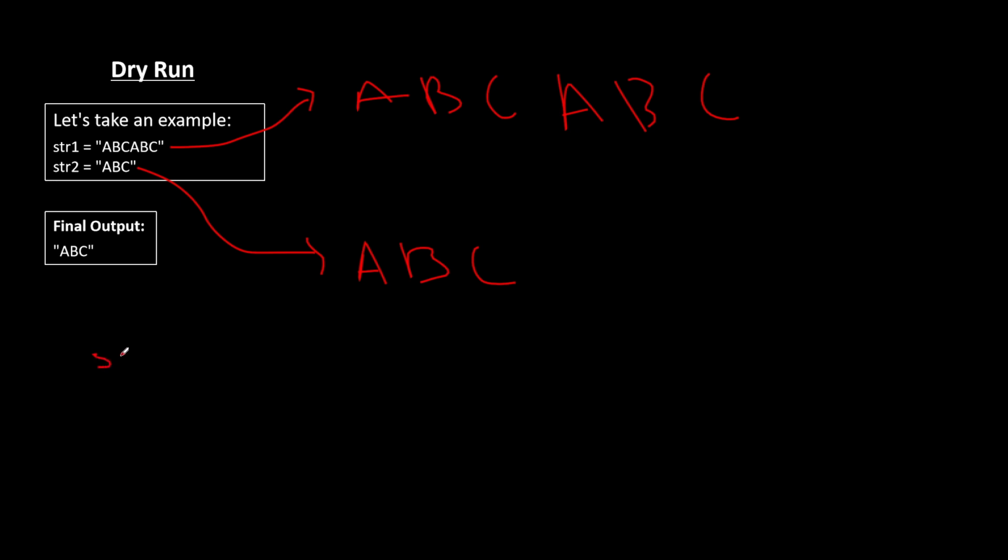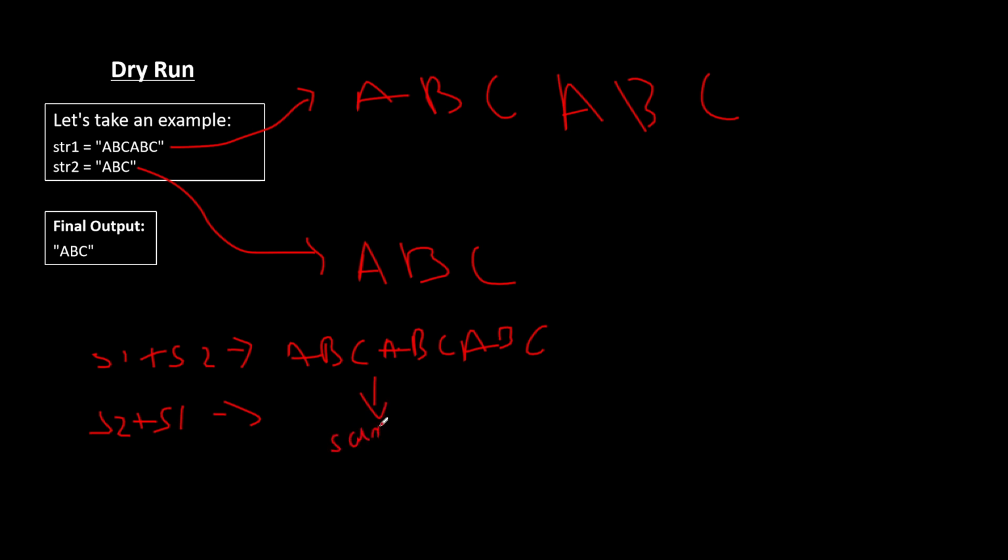We do string 1 plus string 2. We get ABC, ABC, ABC. Okay. Now what we do, string 2 plus string 1. We get the same string, right? After getting the same string, what we do? We find the common ground.